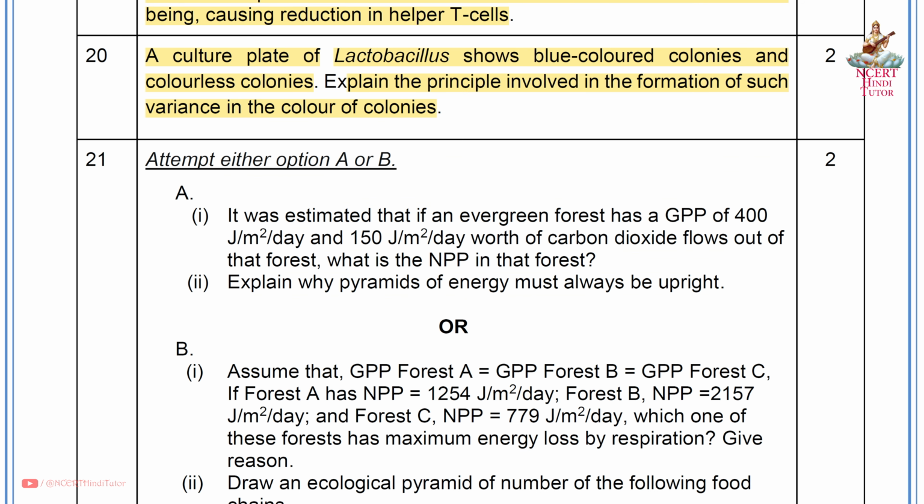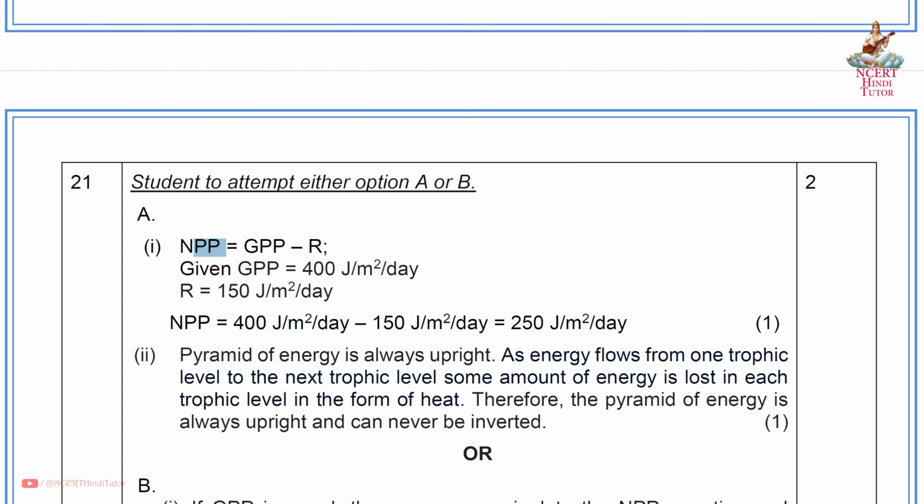Question 21. Attempt either option A or B. A. First, it was estimated that if an evergreen forest has a GPP of 400 and 150 worth of carbon dioxide flows out of that forest, what is the NPP in that forest? Answer. NPP is equal to GPP minus R. Given GPP is equal to 400, R is equal to 150. So NPP is equal to 400 minus 150, which is equal to 250.